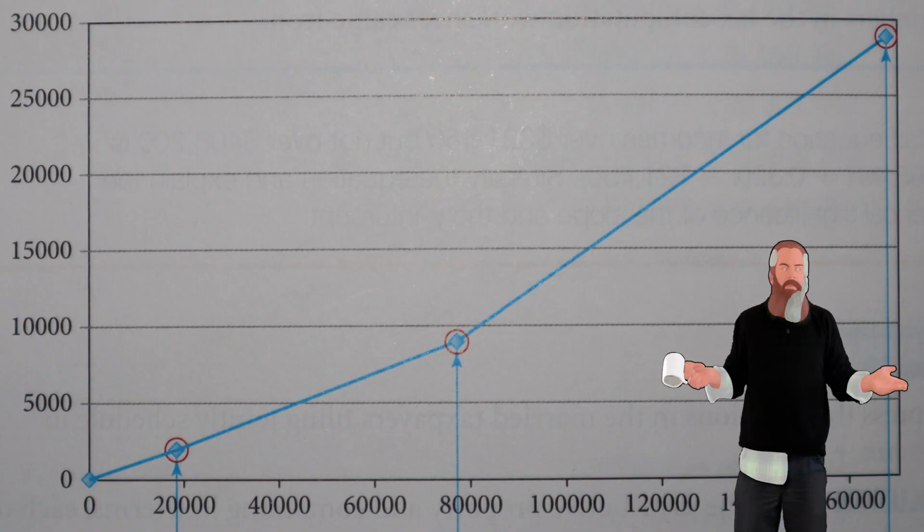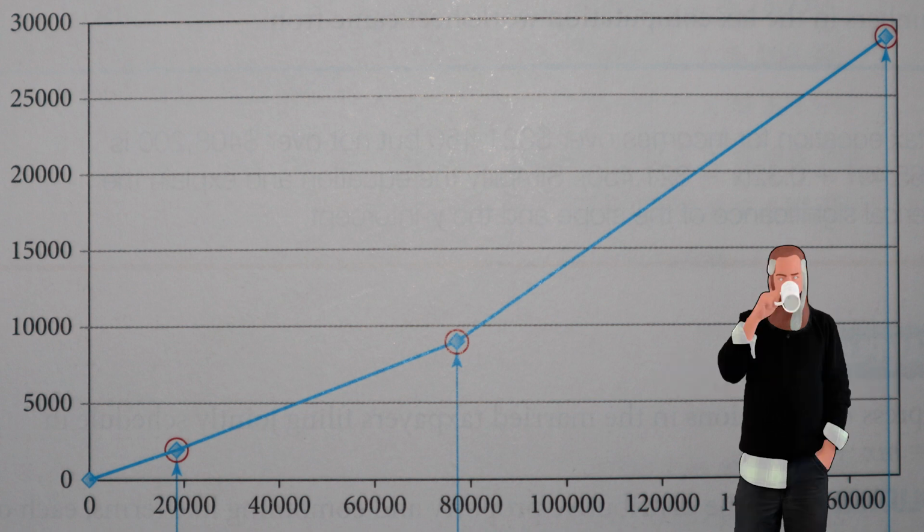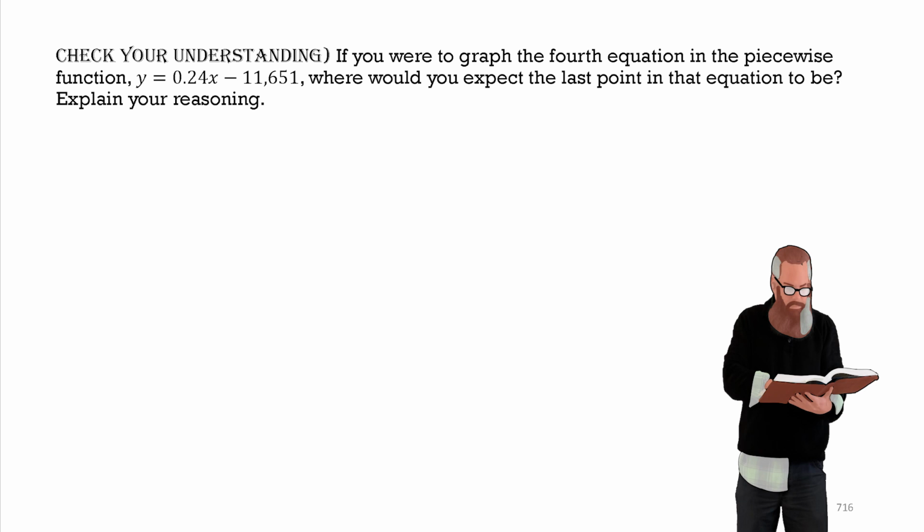Notice that the three line segments do not have the same slope. The circled points on the graph are cusps. The graphs help you understand the progressive tax system. Now let's check our understanding of this.